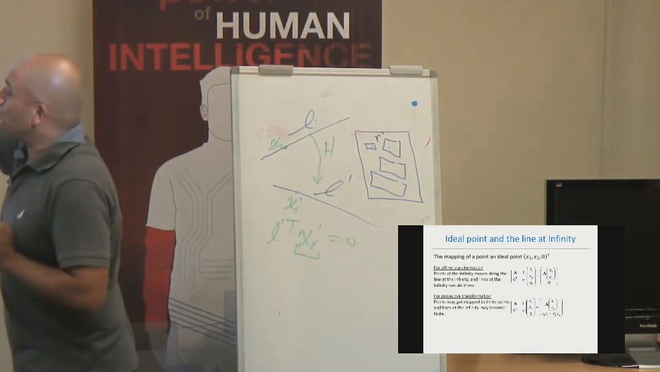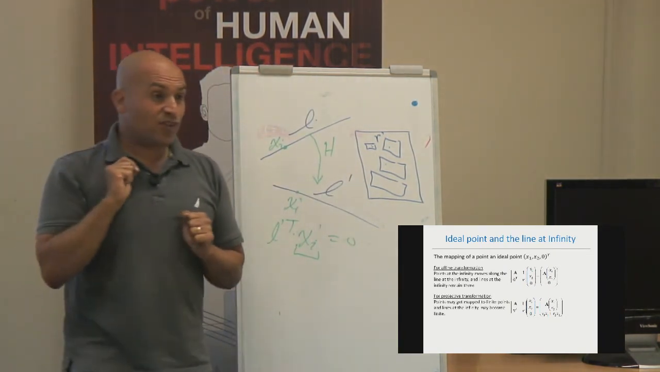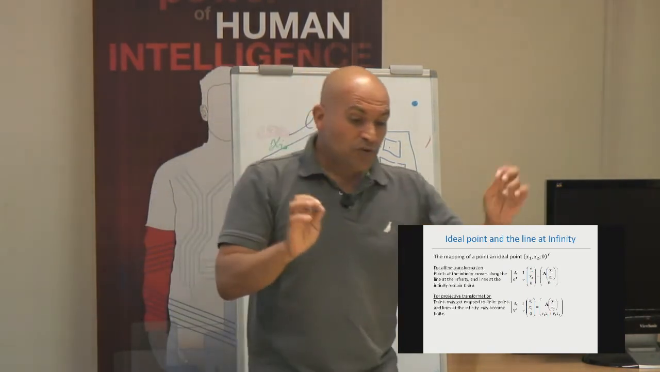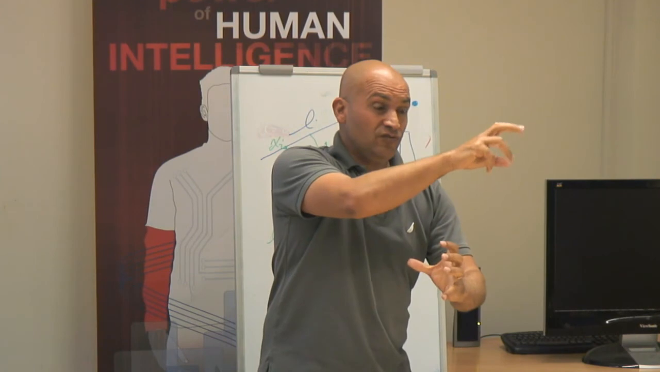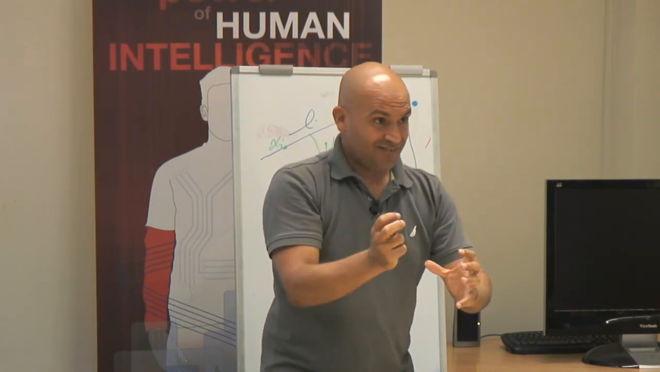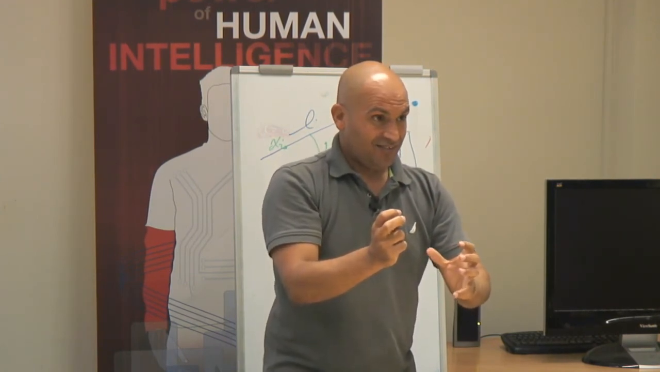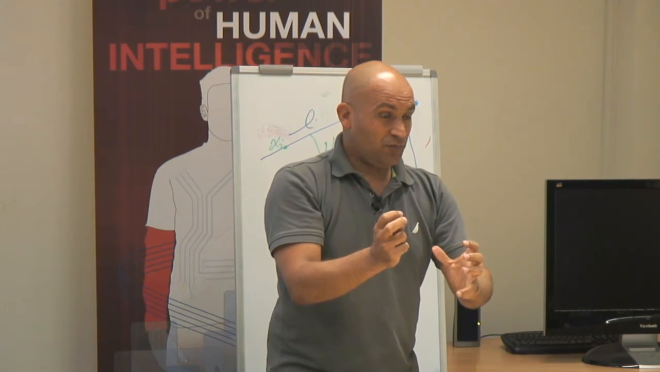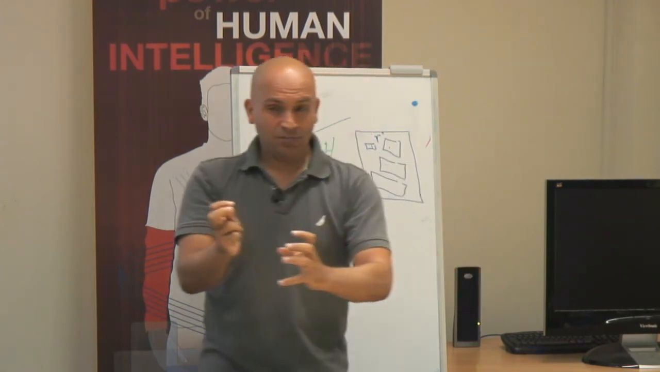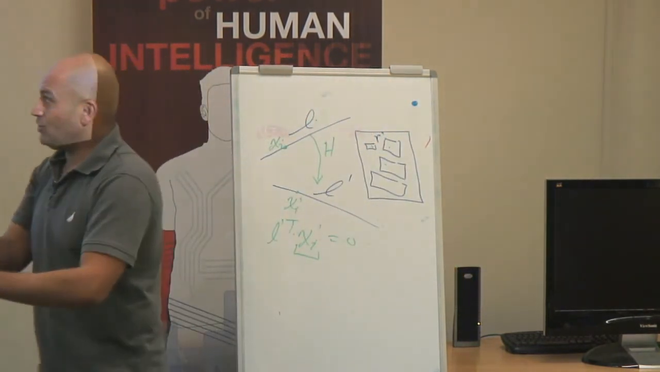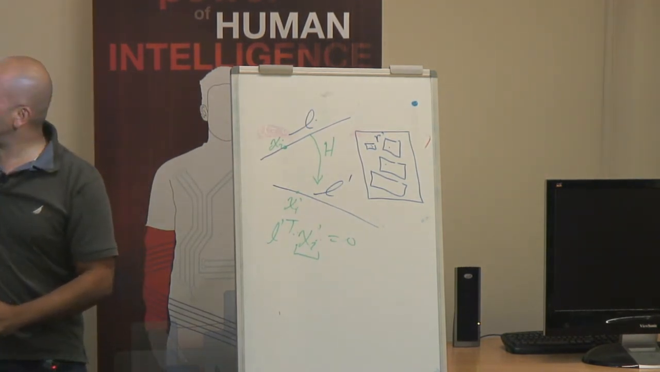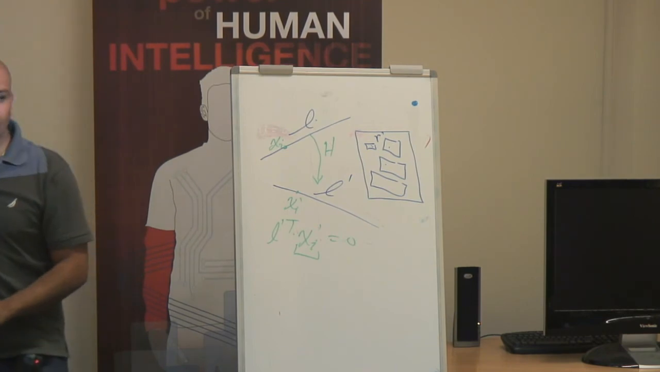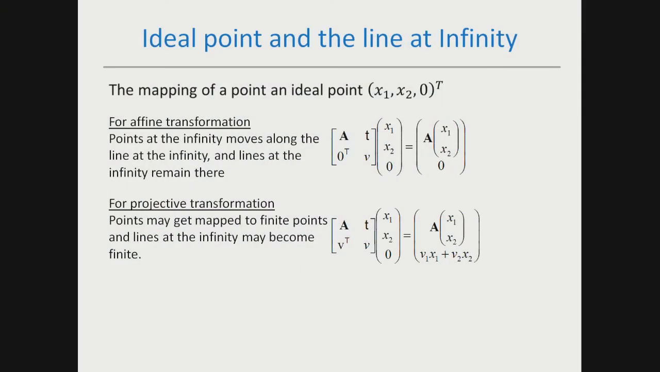If we take the projective transformation, we could get a point which was not at infinity going to infinity, and the opposite. This means that if we take a point at infinity or a line at infinity and multiply it by the projective transformation, we get a third component which may not be 0.